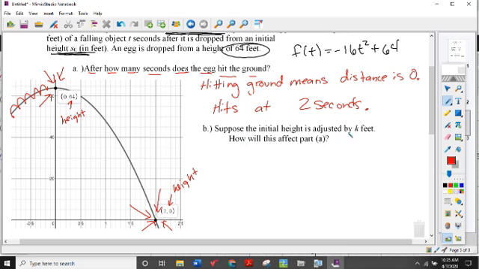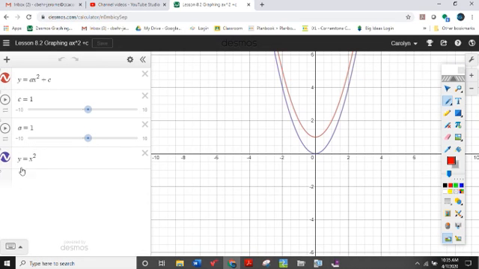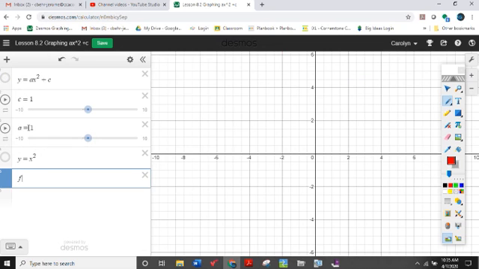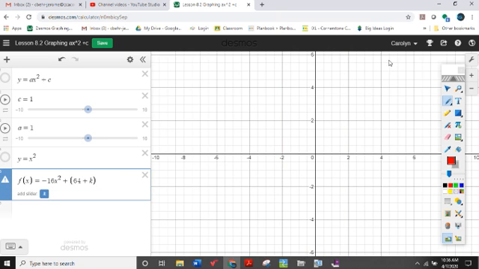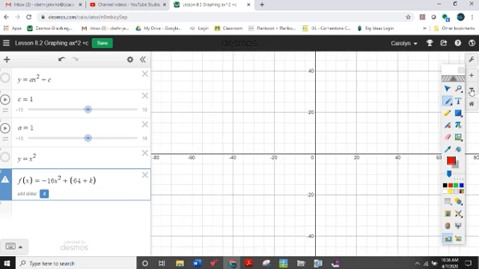Now, what would happen if we change the initial height? So what's going to happen if we move up a certain number of units or move down a certain number of units? So I'm going to go back to Desmos. I'm going to use x. f of x equals negative 16x squared plus 64 plus k. Now I'm going to make my screen smaller so we can see it.